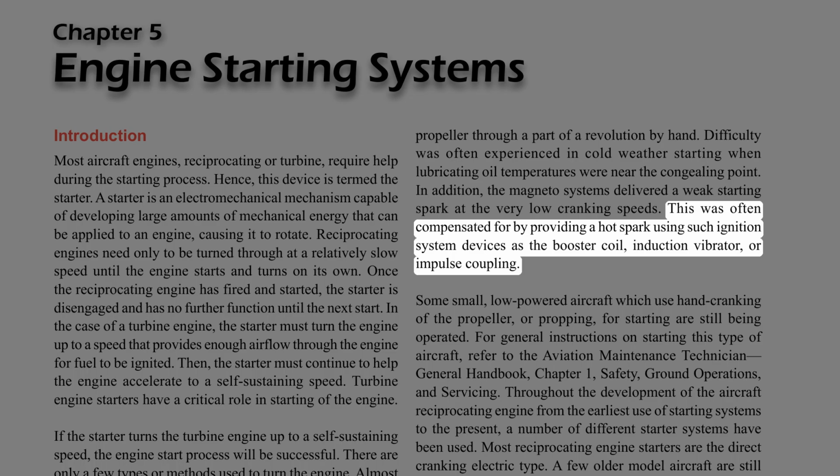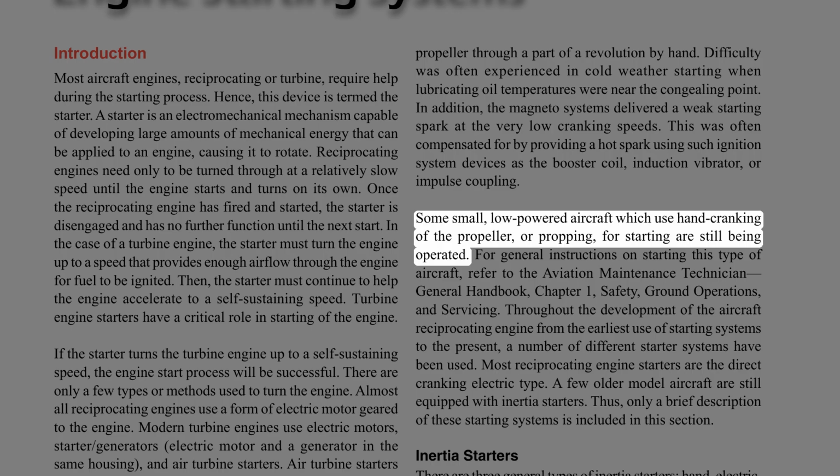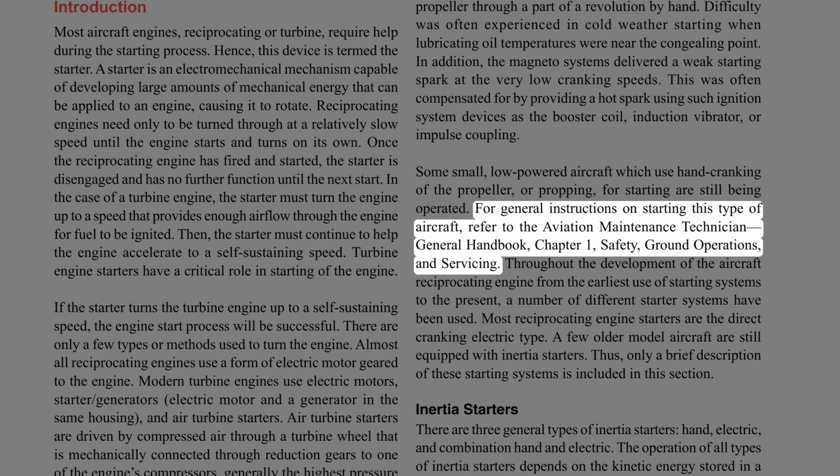Some small, low-powered aircraft which use hand cranking of the propeller, or propping, for starting are still being operated. For general instructions on starting this type of aircraft, refer to the Aviation Maintenance Technician General Handbook, Chapter 1, Safety, Ground Operations, and Servicing.